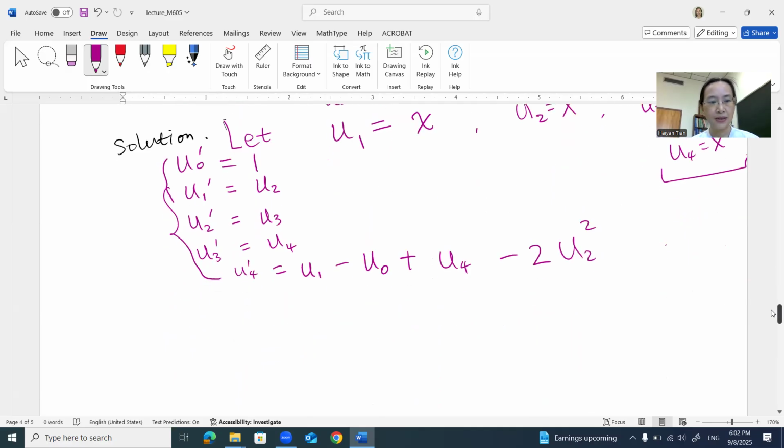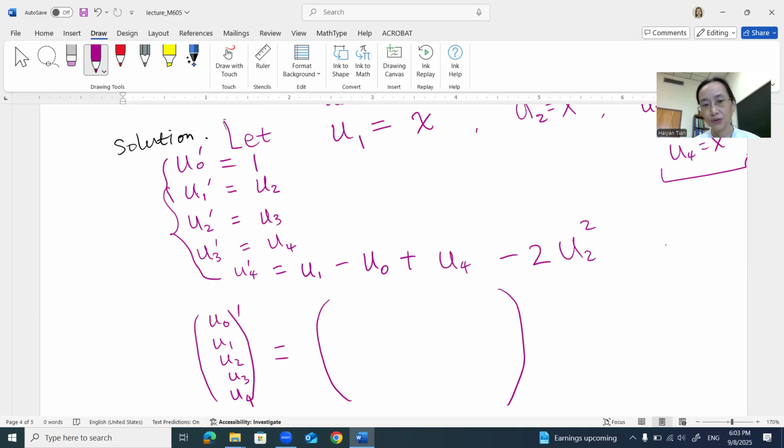So if we write the system in vector form, we can see u naught, u1, u2, u3, u4. The derivative of this vector is equal to a vector field that depends on u naught, u1, u2, u3, u4. That is autonomous. So this is another vector: 1, u2, u3, u4, and the last component of the vector field.